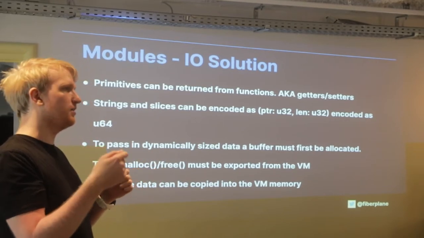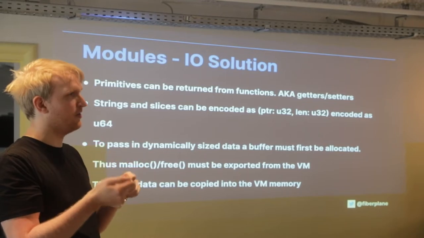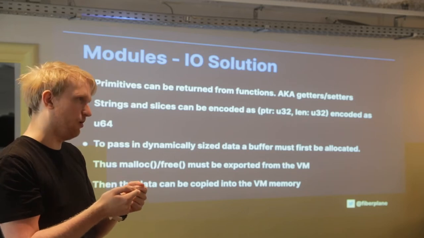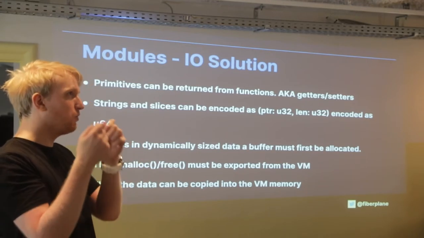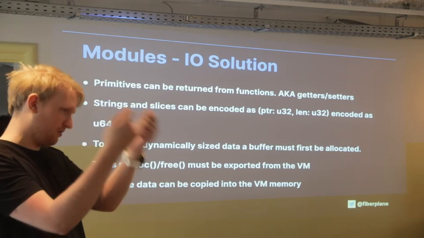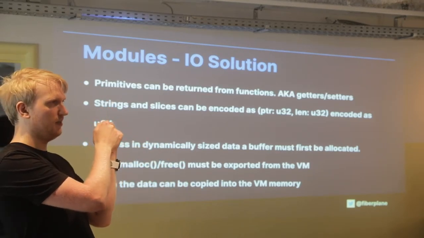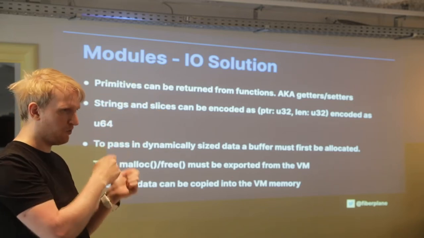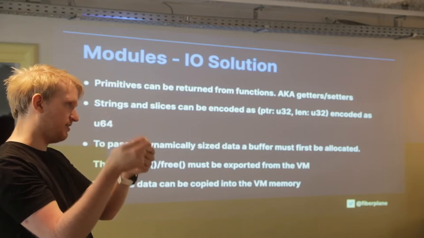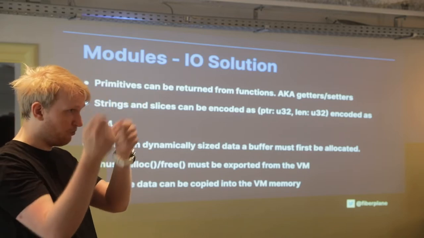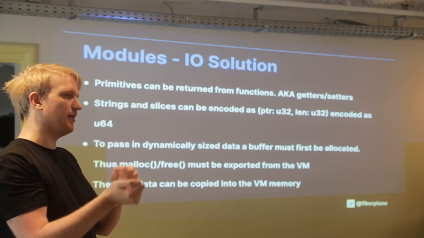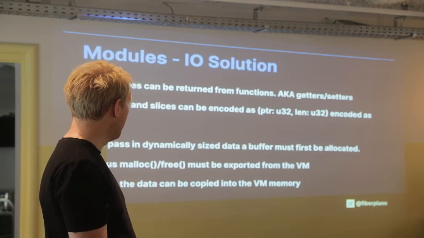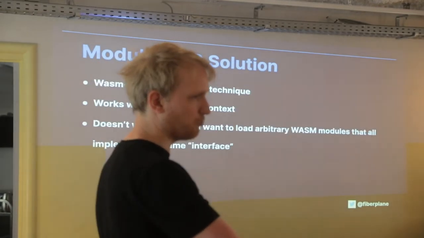So we instead need to actually export the malloc and free functions, which inform the global allocator inside of the guest about, okay, we would like this much memory, and then it tells you, okay, here's the memory. Then we get that out of the guest. On the host side, we can then copy the data into that location. Then we can take that pointer and give it to the guest again, saying, here, you can access your data there. And then once we're done with this whole dance, we can finally free the memory from the host. So yeah, that's quite the struggle.